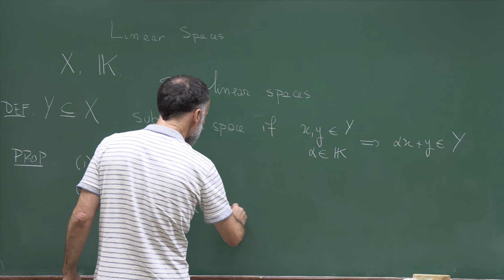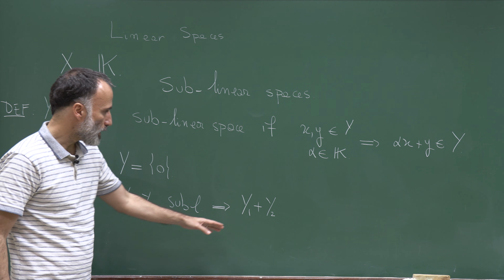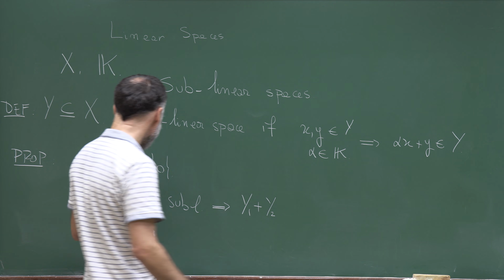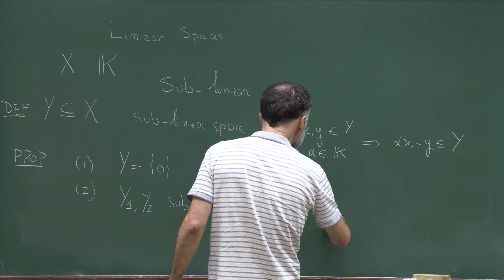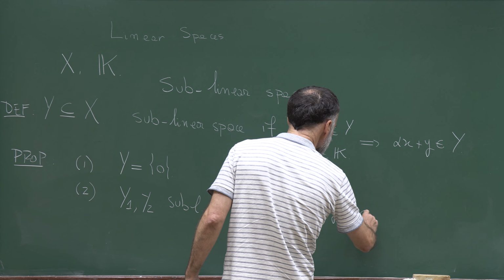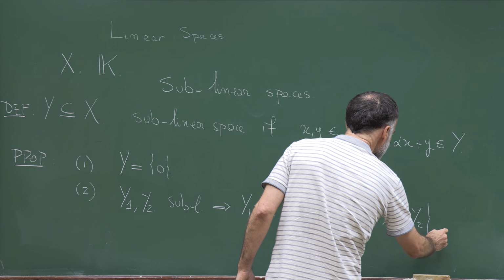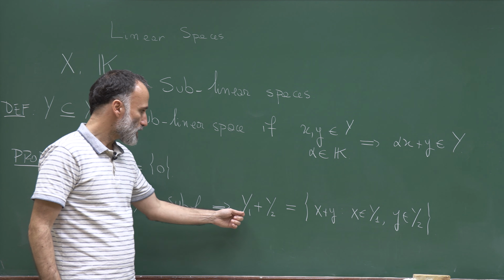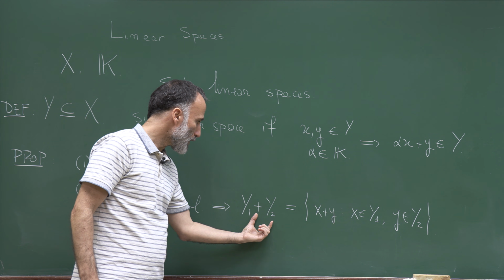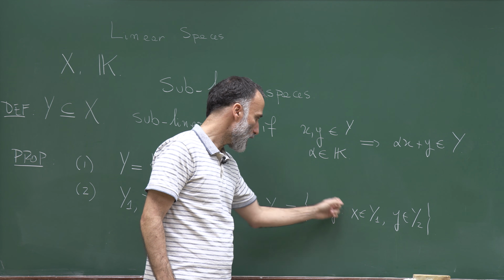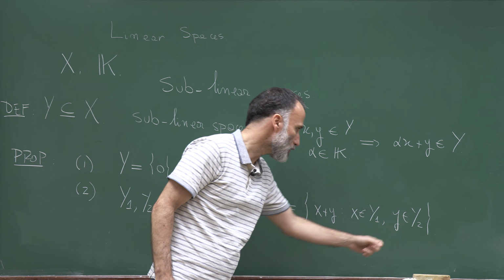What I claim is that the set Y1 plus Y2 is a sublinear space. And how do I define Y1 plus Y2 if I have two sets? Well, Y1 plus Y2 will be the set of all x plus y, such that x belongs to Y1 and y belongs to Y2. So this is a definition. Whatever subsets Y1 and Y2 of X, Y1 plus Y2 will represent the set of all elements which can be written as the sum of an element of Y1 with an element of Y2.